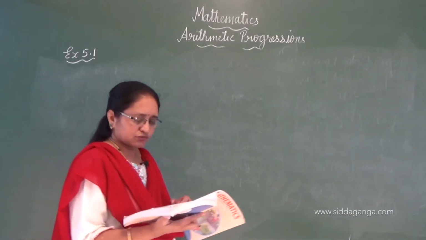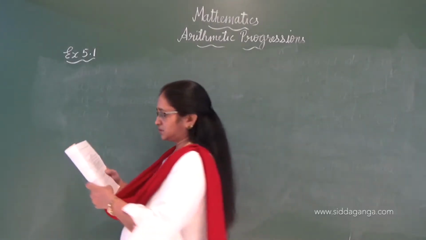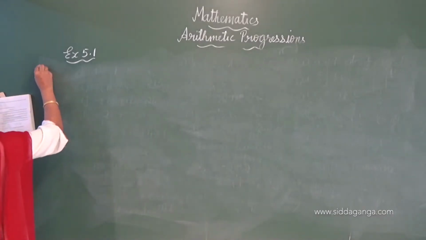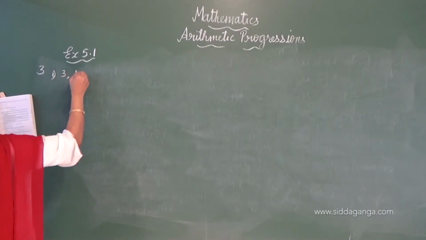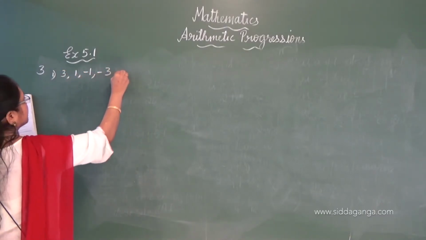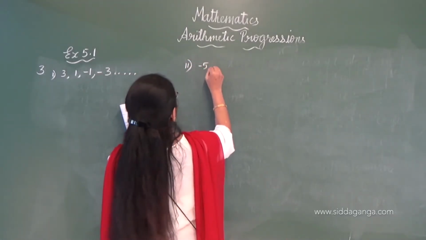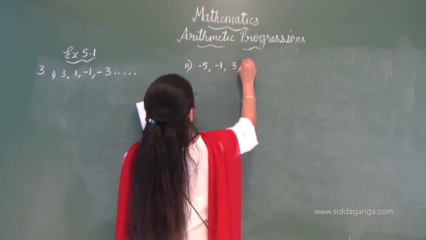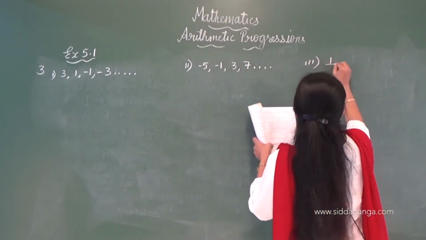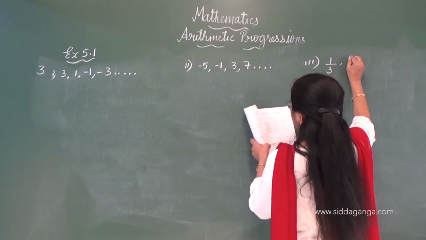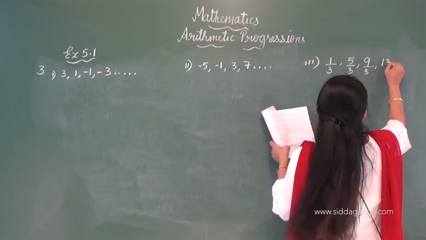Now, for the following APs, write the first term and the common difference. So, third main, first one, 3, 1, minus 1, minus 3. Second one, minus 5, minus 1, 3, 7. Third one, 1 by 3, 5 by 3, 9 by 3, 13 by 3.